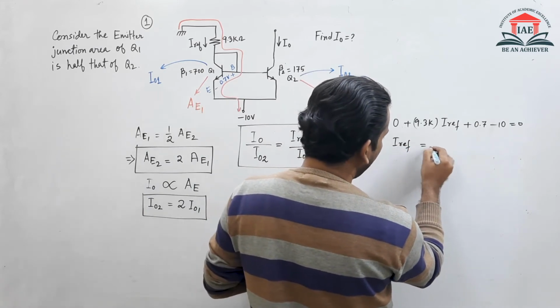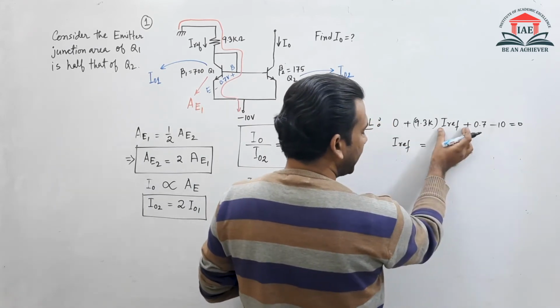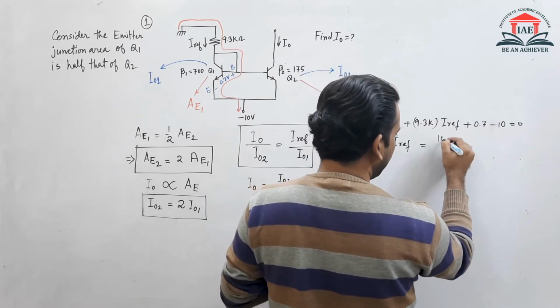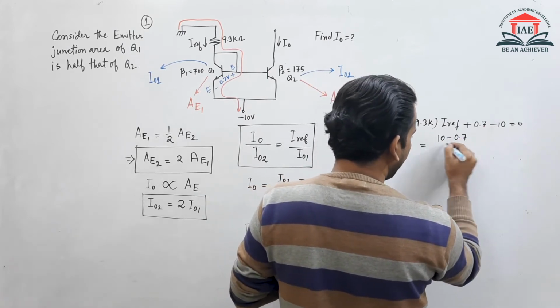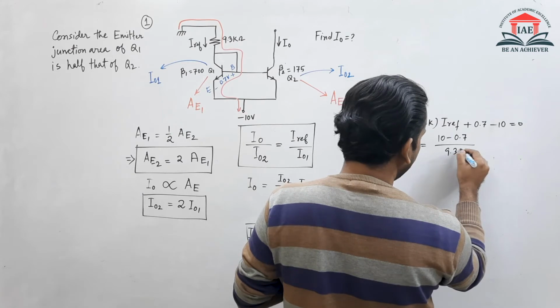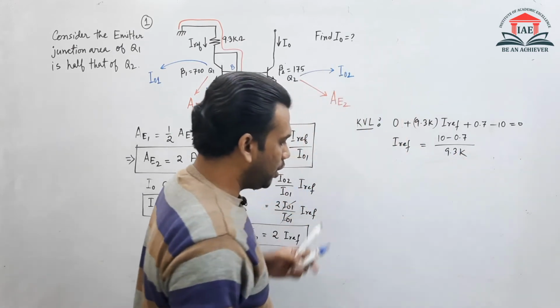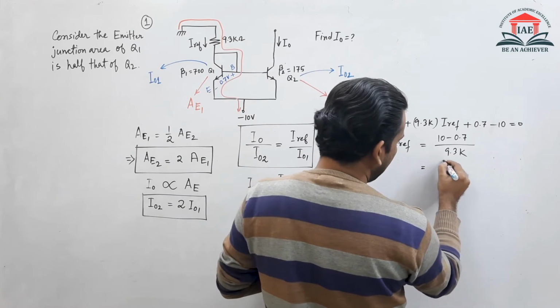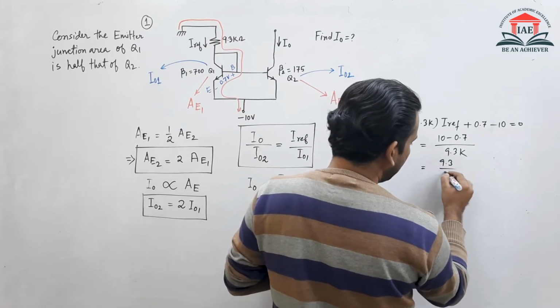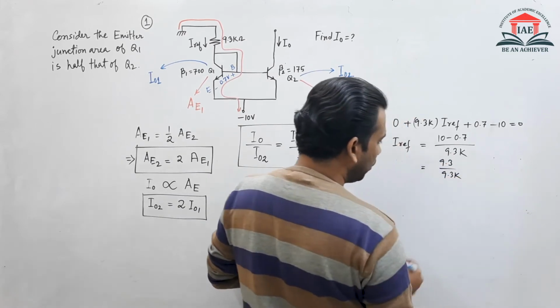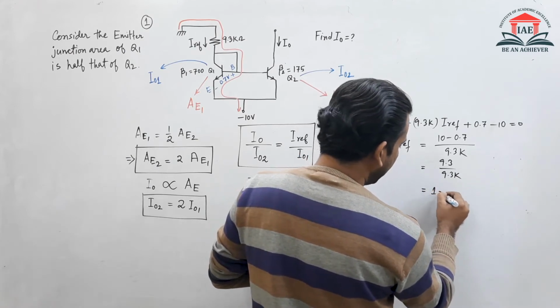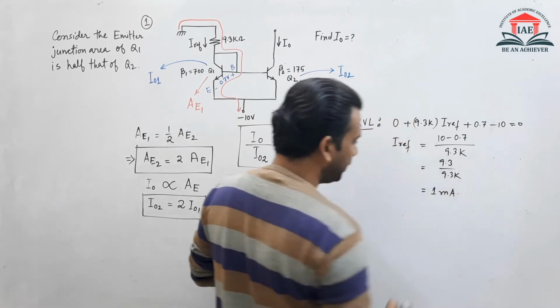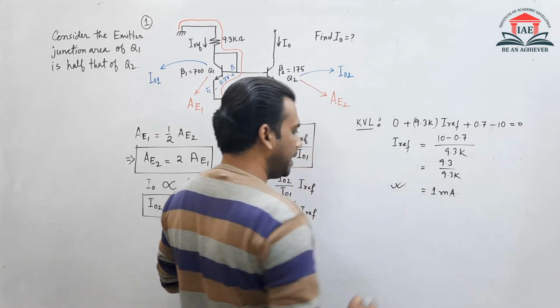So what will be the value of I reference? I reference will be 10 minus 0.7, divided by 9.3 kilo ohm. So ultimately the value of I reference will be 9.3 divided by 9.3 kilo ohm, so ultimately your I reference value will be 1 milliampere. So this is the value of I reference.